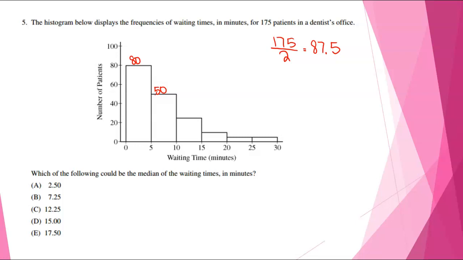So if we're trying to find the median based off of this histogram, we're going to look and see where 87.5 falls. So from 0 to 5 minutes, we have our first 80. All right, and so we know our median is not going to be between 0 and 5. 87.5 is going to fall in our second bin, which is going to be between 5 and 10. So looking at our wait times, which one could possibly be the median? The only one that is between 5 and 10 is going to be B, which is 7.25.